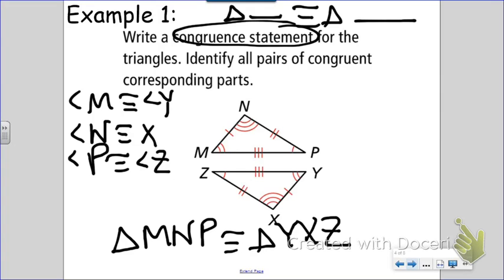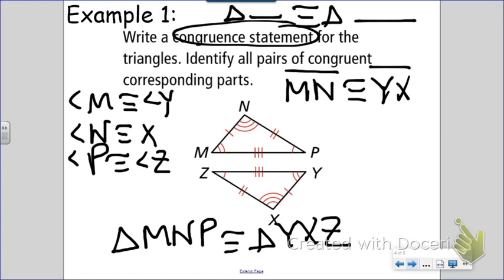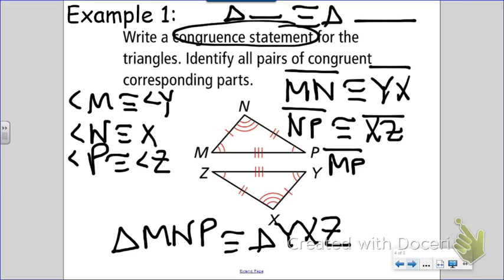For the sides, you have to also be careful on the order. So MN is congruent to YX, NP is congruent to XZ, and MP, the third side, is congruent to YZ. Make sure your order of lettering matches everything up.